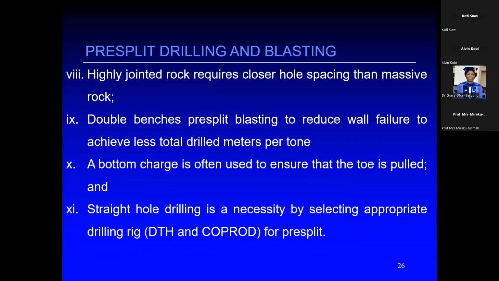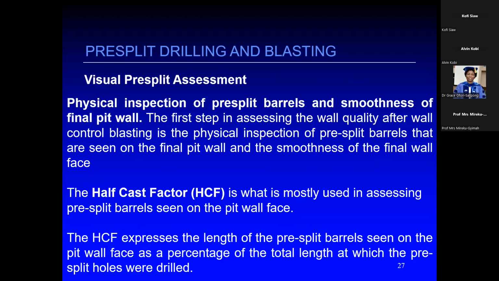Now, how do we assess this press plate? We have a common tool which is known as the half-cast factor, which is used to assess the press plate barrels which are shown on the pit walls. So you can see in the diagram we have here, these are the barrels which are shown on the wall.